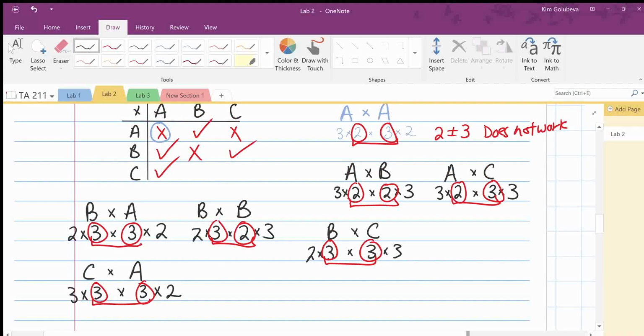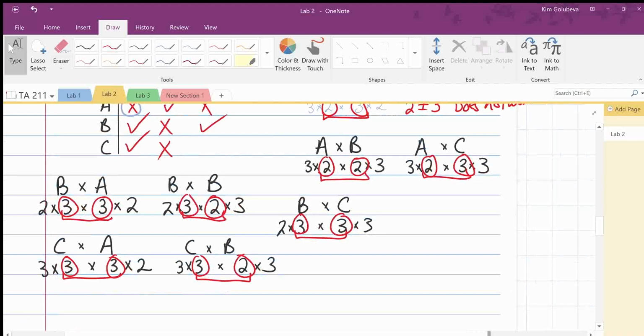Let's see, we have C by B, so 3 by 3 by 2 by 3. Inner dimensions here do not match, so this one's not possible. And our last one, we'll do it over here. We'll go C by C, which is 3 by 3 by 3 by 3. And we look at the inner dimensions and notice that they match, and so that one is possible.